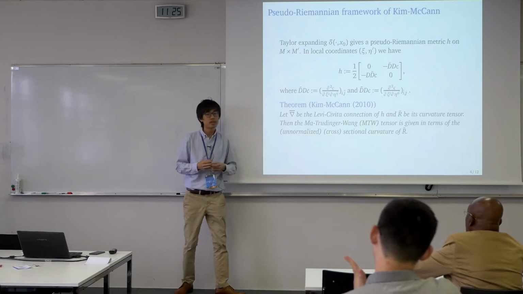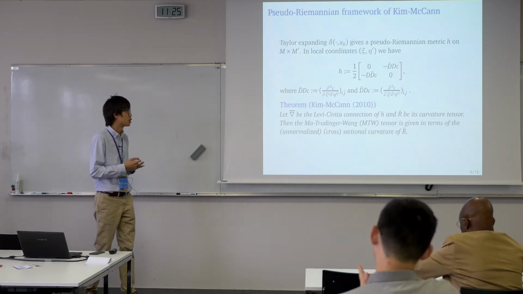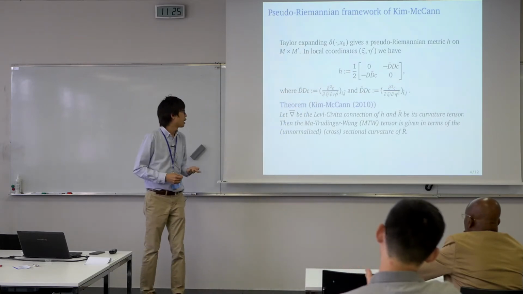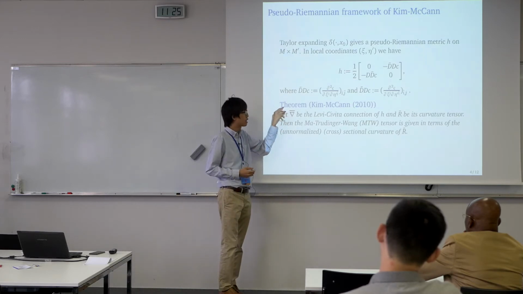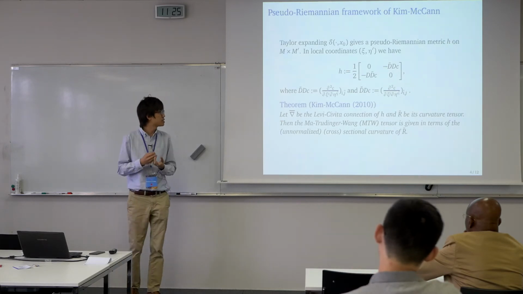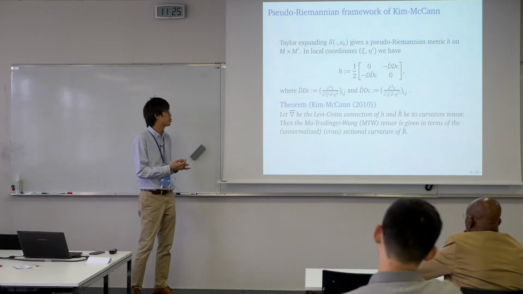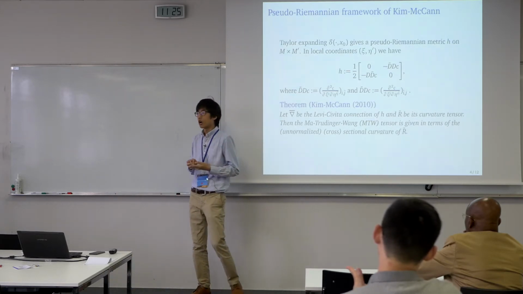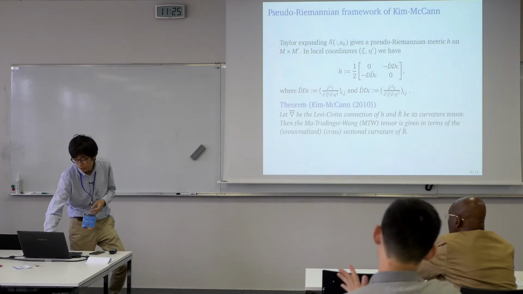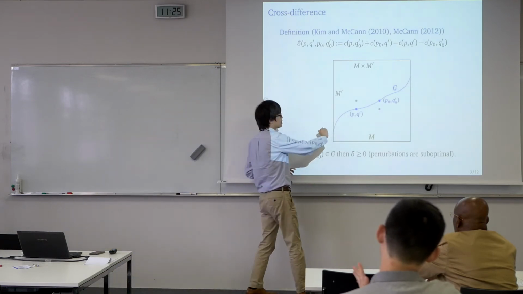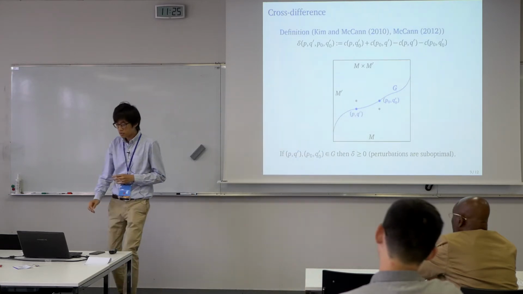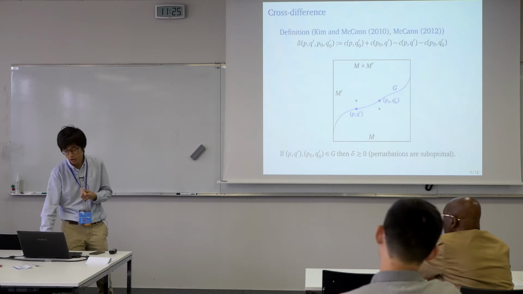So here is a theorem by Kim-McCann which justifies this pseudo-Riemannian geometry. I have the metric h, a pseudo-Riemannian metric on the product, and it allows us to define a Levi-Civita connection that I call nabla bar, and also a curvature tensor. The curvature of this pseudo-Riemannian metric is related to the so-called Ma-Trudinger-Wang tensor, which can be used to prove regularity properties of the optimal transport map. So one can use this geometry to see the regularity of these submanifolds. Okay, so this is the first geometry we talk about.